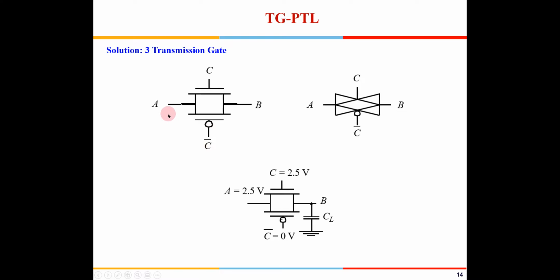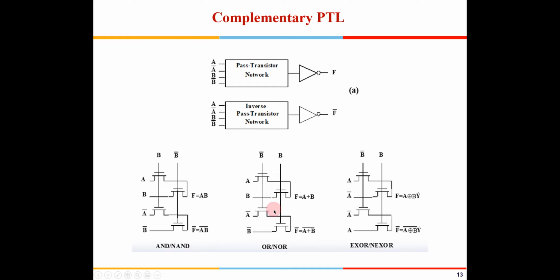The current direction could be either way. If this node is already charged to 1 in the previous stage, then if I give it a 0, it will be discharged. And if this is already 0 and the other side is 1, the current will be going towards that side. So you can have currents flowing in both ways. Is it okay? Is there some issue out here? Is it okay with all of you? It's okay.